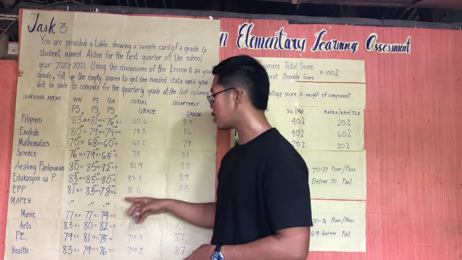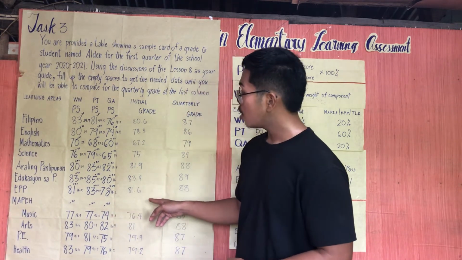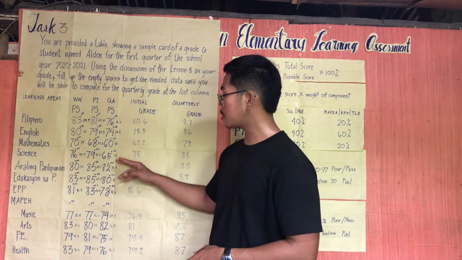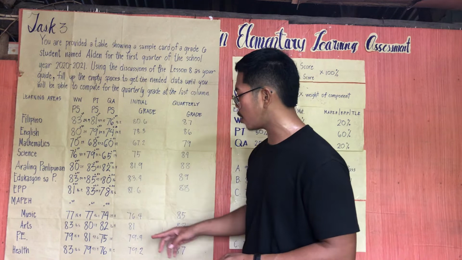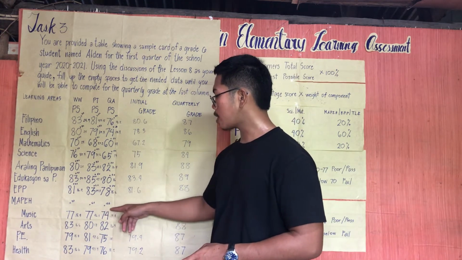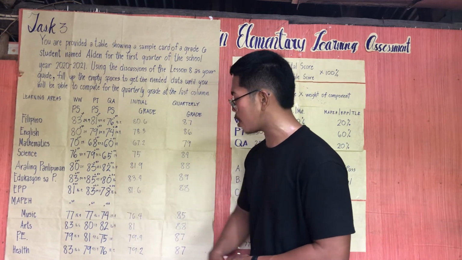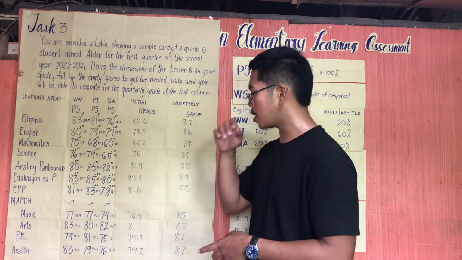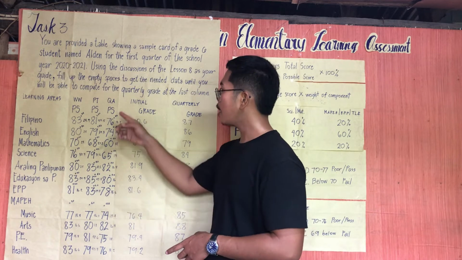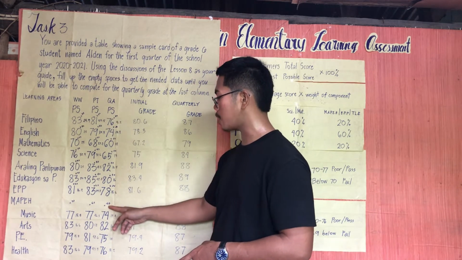And for the quarterly assessment, the given percentage score is 74. And now we can find the weighted score. 74 times 20 is equal to 14.8. 20, because the corresponding weight of component for the subject MAPE and quarterly assessment is 20%.